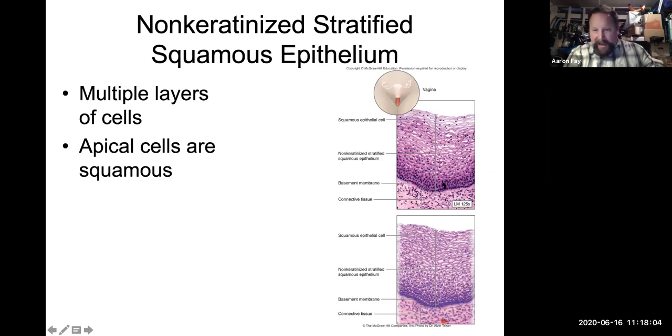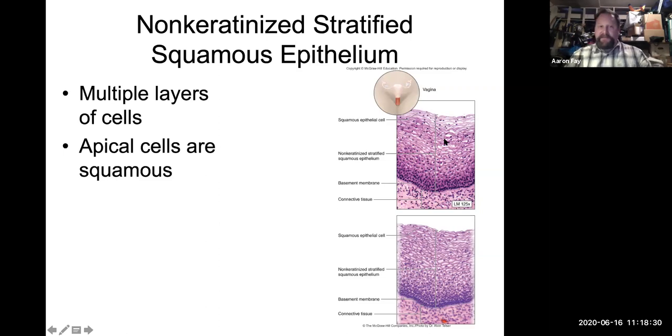Stratified squamous means you have many layers of flat cells. So here we have the basement membrane, our basal layer of cells, and we have many layers of flat cells all stacked up on top of each other until we get to the top surface. So many layers of flat cells. Non-keratinized means that the cells are alive, because when a cell fills up with keratin, it dies. We'll talk about that in a second. And it needs to be kept moist.